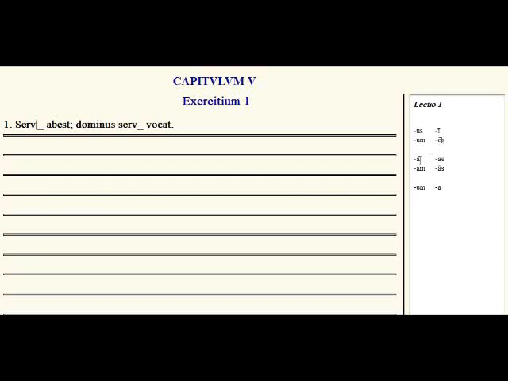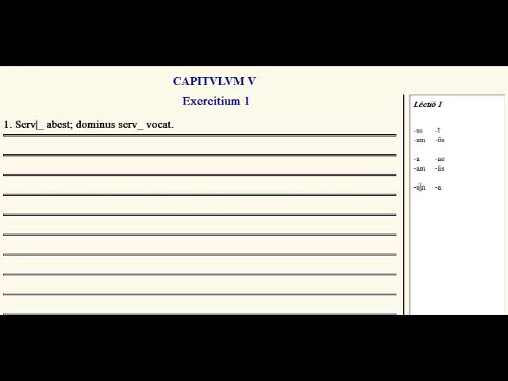You have the same thing down here with am and as. Like ancilla, the slave girl, ancillam, I met the slave girl, etc. Down below here we have the neuter, um and a. The reason there's only one example for each here is that in the neuter, the nominative and accusative are the same. So you should memorize that rule. Neuter, nominative, accusative, the same.